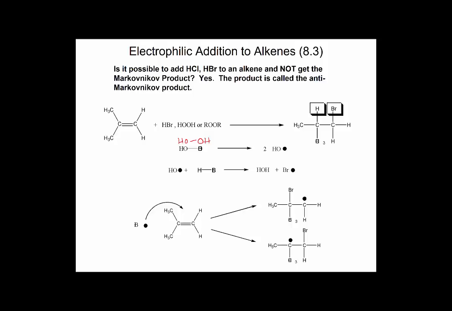The mechanism completely changes, so you go through this mechanism, and basically what you're doing is adding a Br dot, which is what this is, to the double bond. I can add the Br dot to each one of these two carbons. Which radical do I form that's more stable? In this case, the tertiary radical is formed, it's more stable, and that's where the H gets added. So the mechanism completely changes.